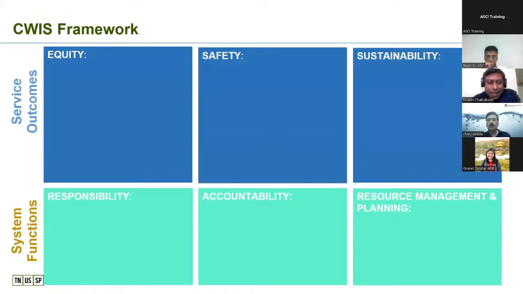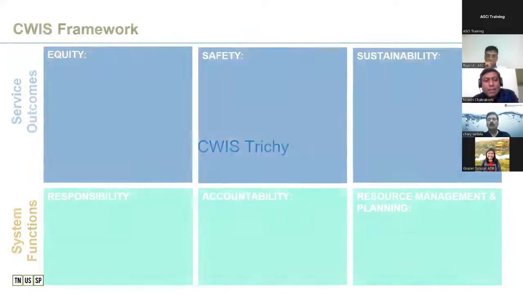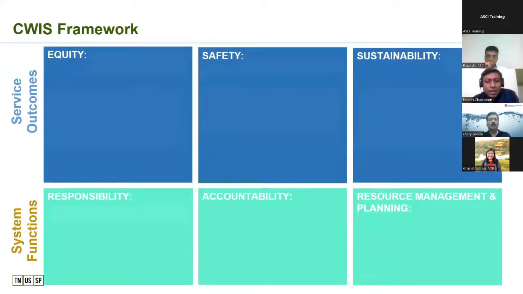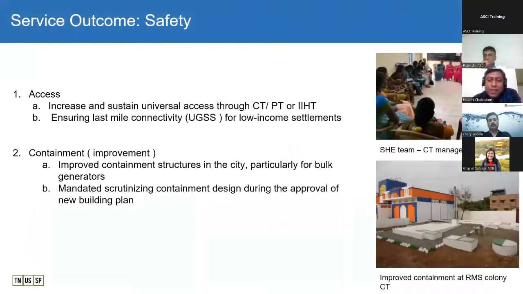This is again the very popular 2x3 matrix we kept on telling, which actually helps us understand how the service outcome will look. And for the sustenance and the scaling up, how the system functions is required. So next slide and next slide. So hence, from here, I would love to describe a little bit of what I'll share.